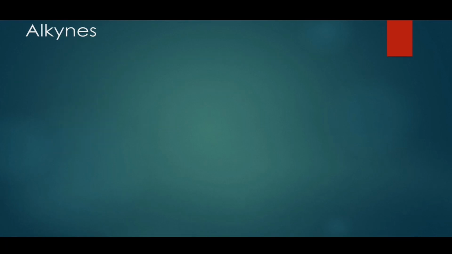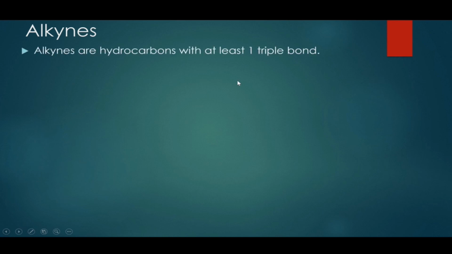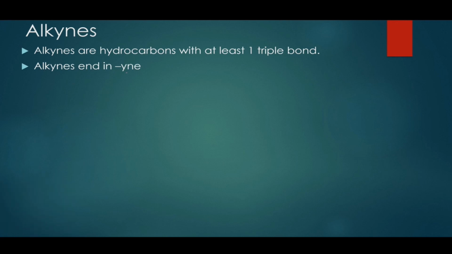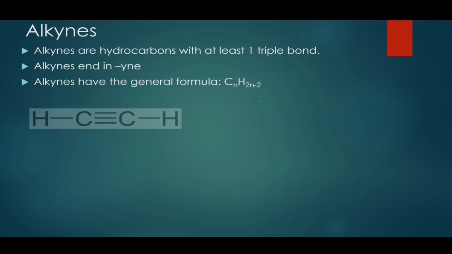Next up, we have alkynes. Again, notice the ending. It's a YNE instead of an ENE for alkenes or an ANE for alkanes. Alkynes will be hydrocarbons that contain at least 1 triple bond. As you might have guessed, the ending for alkynes will always end in YNE. The general formula is CnH2n minus 2.